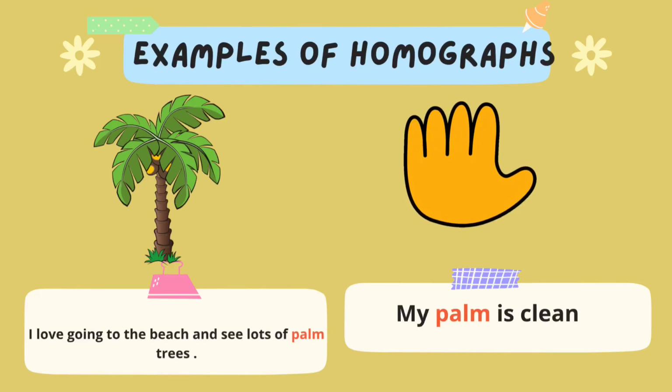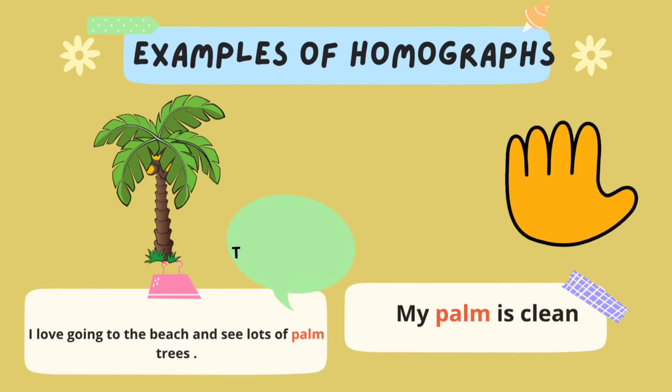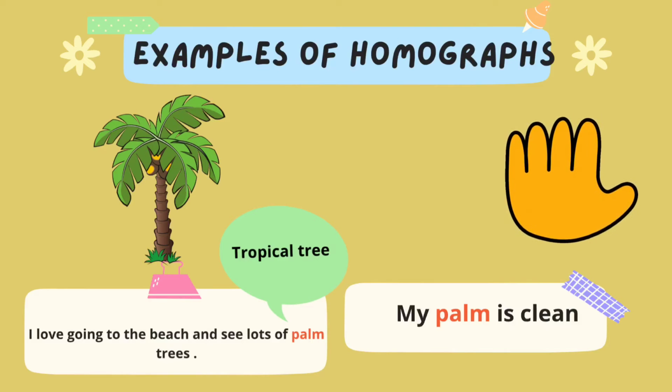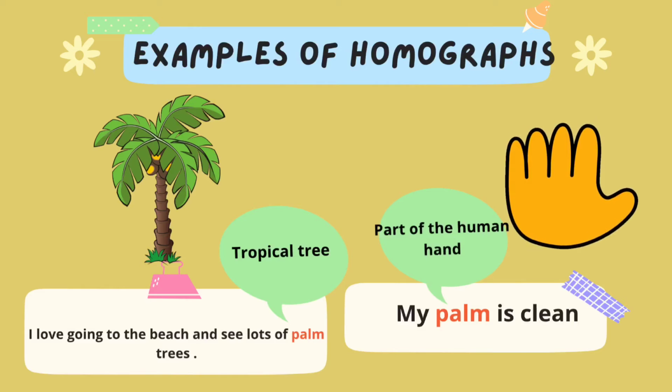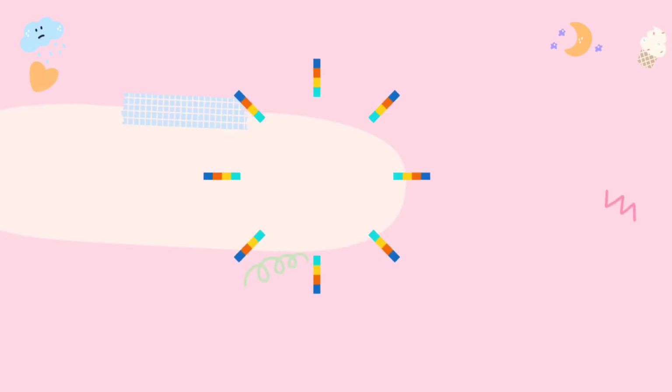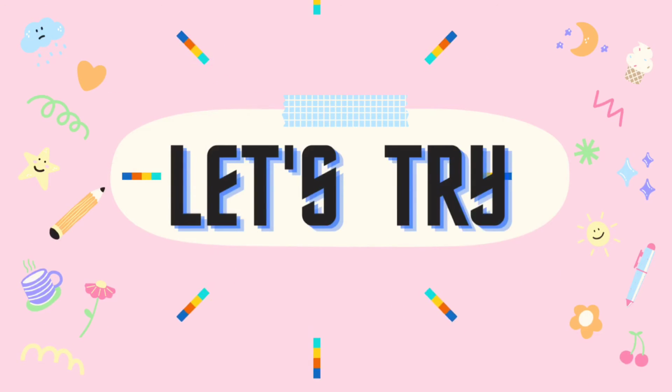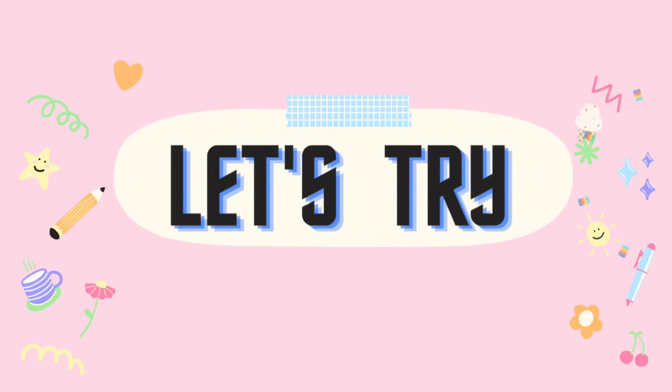Another example of homographs is palm and palm. I love going to the beach and see lots of palm trees. My palm is clean. The first palm means the tropical tree that you can find along the beaches, while the second palm means part of the human hand. I bet this is the last example for the homographs. Why don't we try figuring out more homographs?